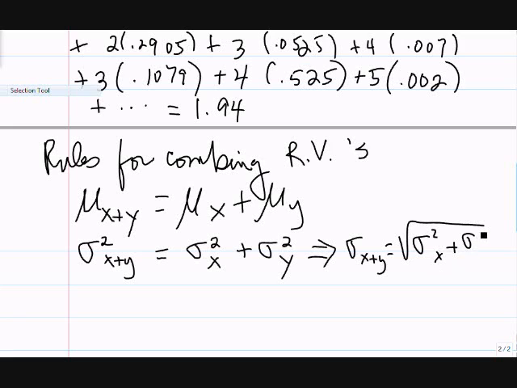Please sum before you square root. Otherwise you get the wrong number. Do the sum first of the variances, then take the square root.